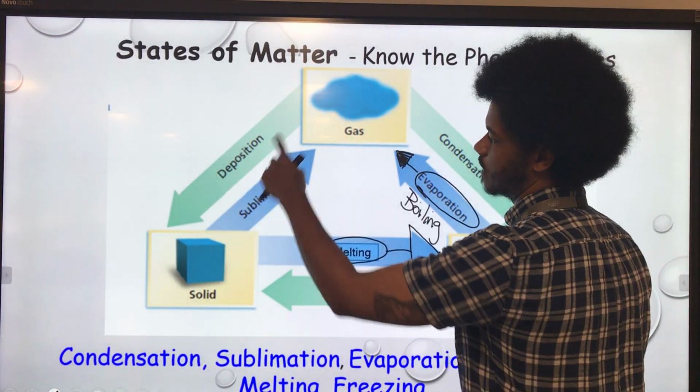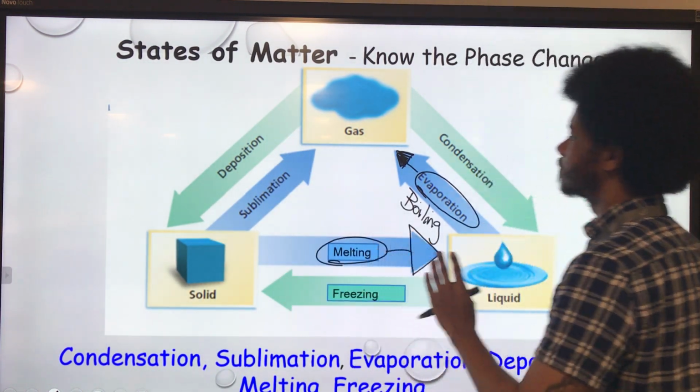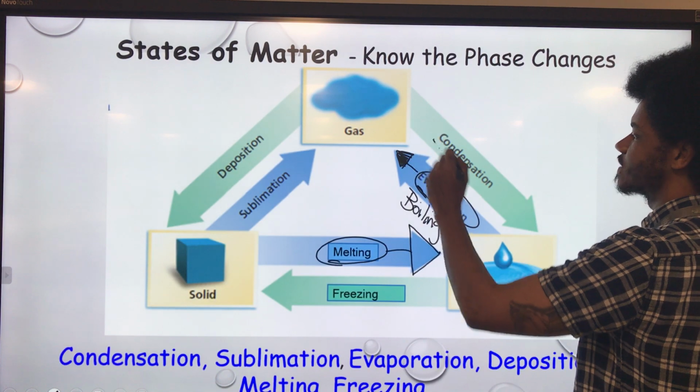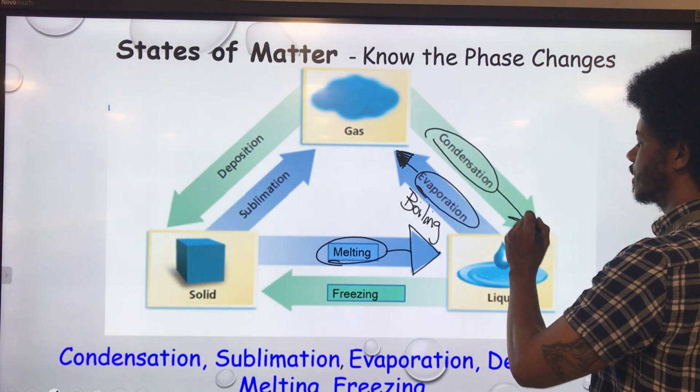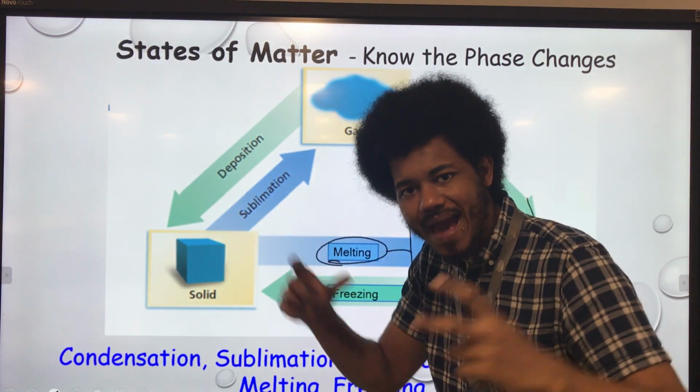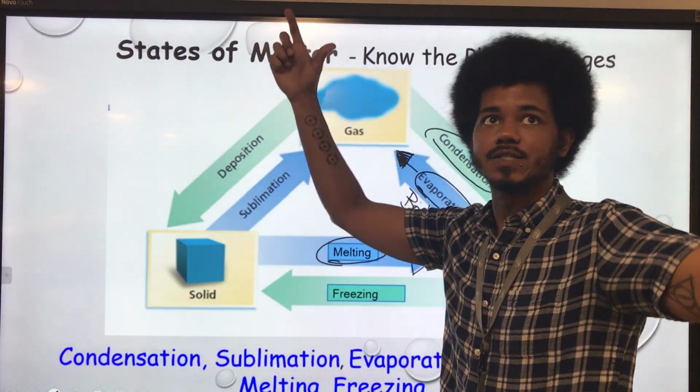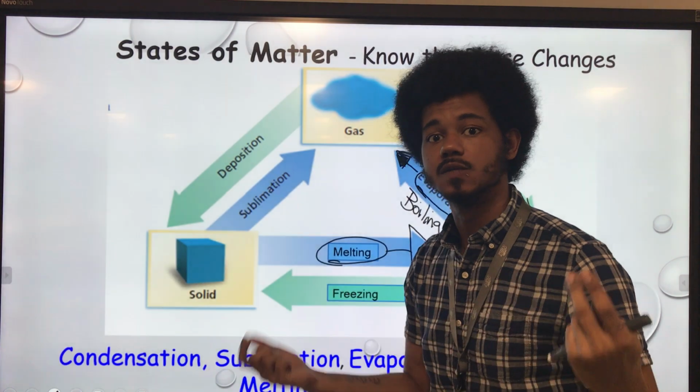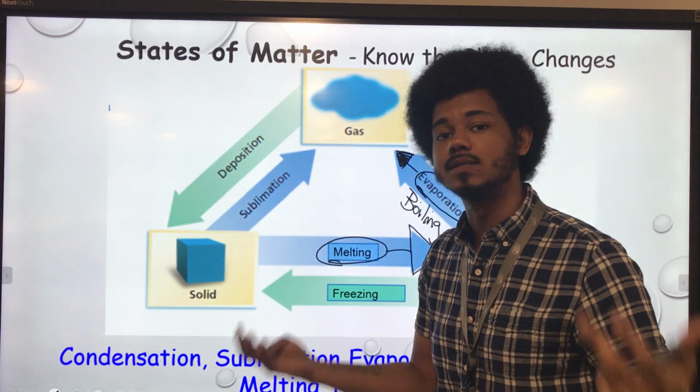Obviously we'll talk about this in a second. Going from a gas to a liquid, that's condensing. The particles of a gas are condensing back together to become a loosely packed liquid.